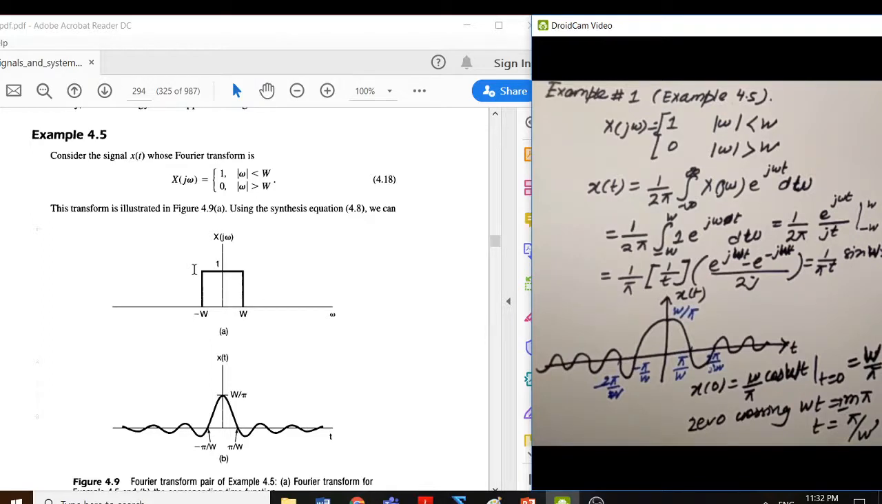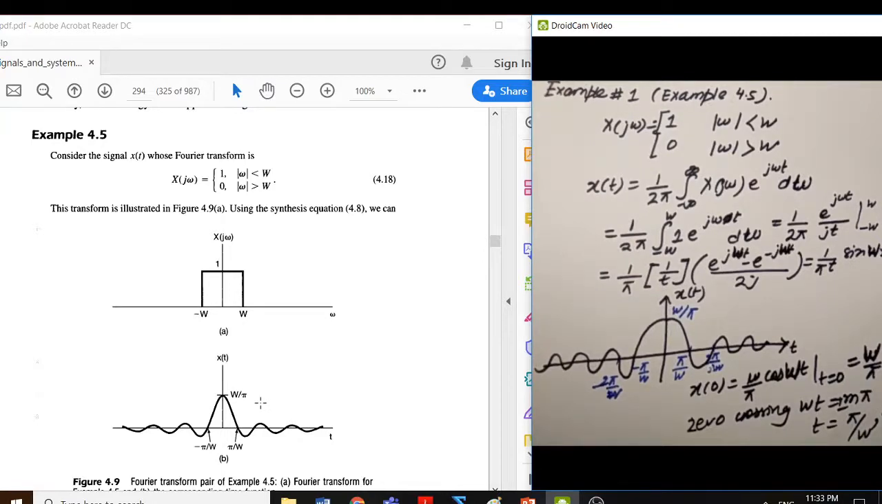It is also seen that the pulse was band limited. This pulse is band limited. So when a function is band limited, it is time unlimited. So if there is a limitation, it can be only in one domain. Either the function will be band limited or the function will be time limited.